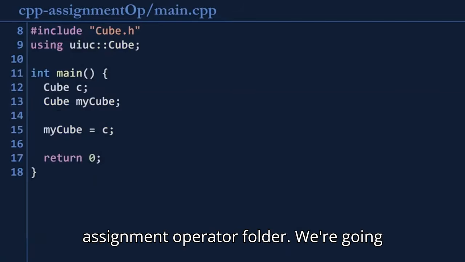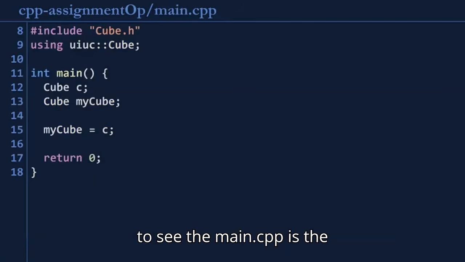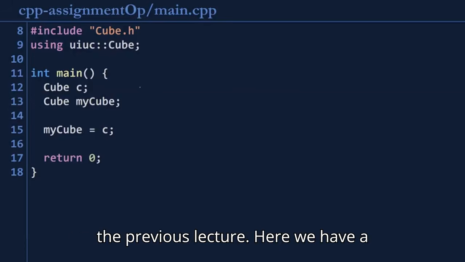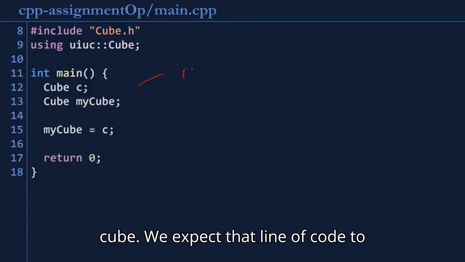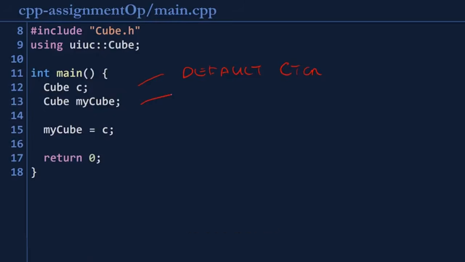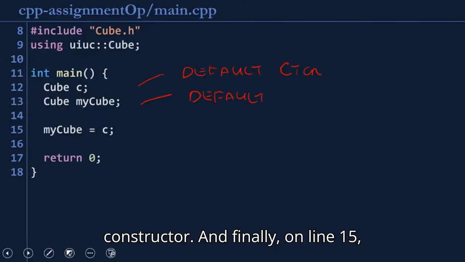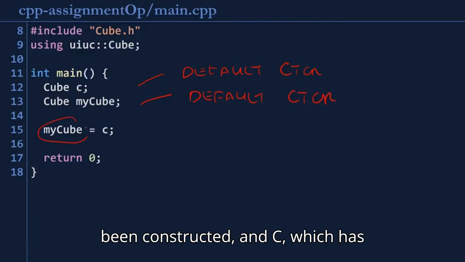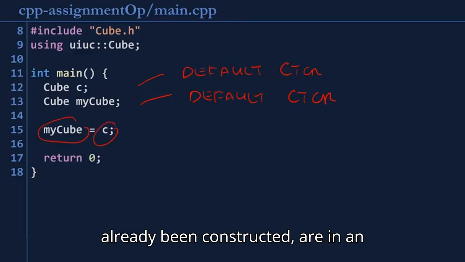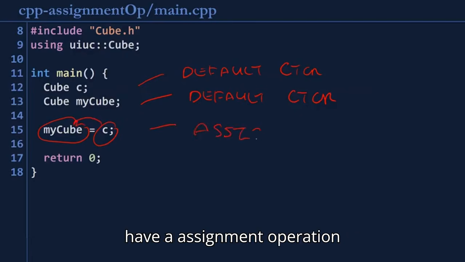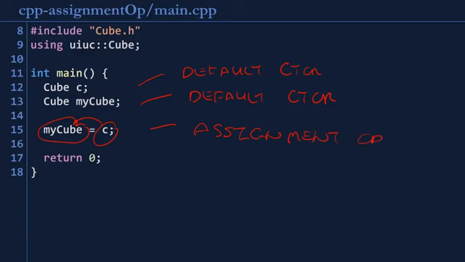Looking at the assignment operator folder, we're going to see the main.cpp is the exact same code we saw in example 4 of the previous lecture. Here we have a cube. We expect that line of code to invoke a default constructor. On line 13, we see myCube is also going to invoke a default constructor. And finally, on line 15, we see that myCube, which has already been constructed, and C, which has already been constructed, are in an assignment operation. So myCube is going to take on the value of C. So we have an assignment operation happen here. Let's see if this works.